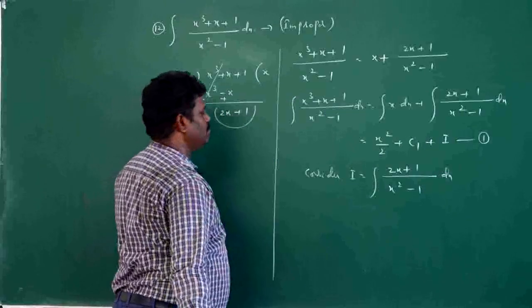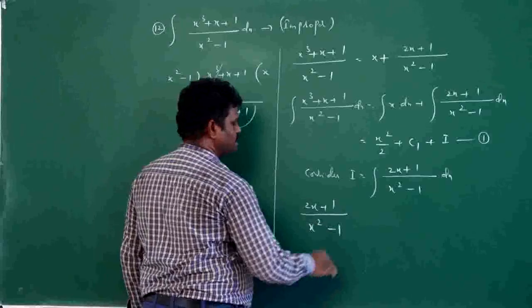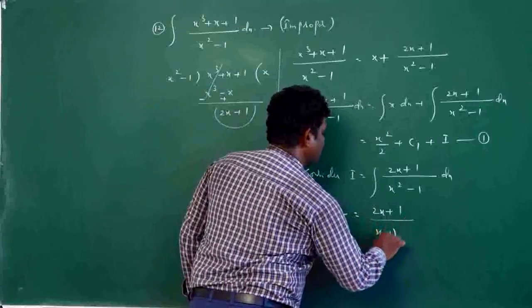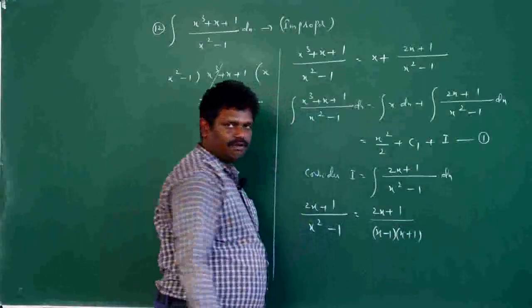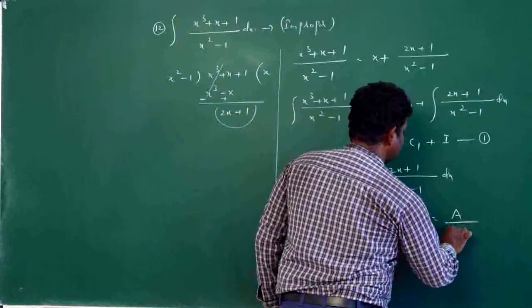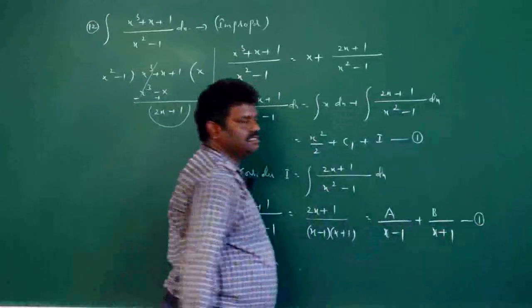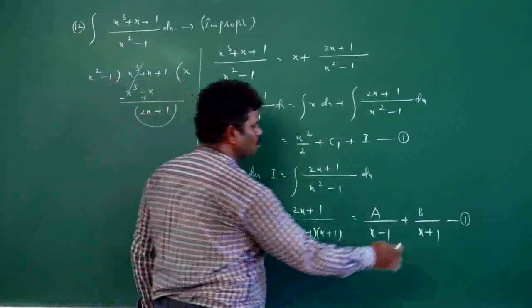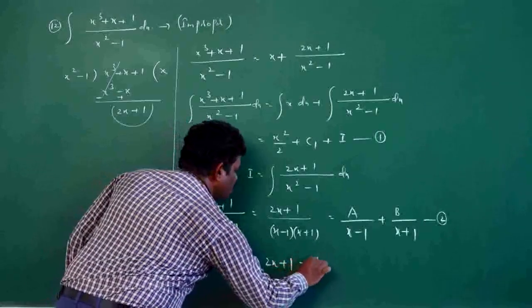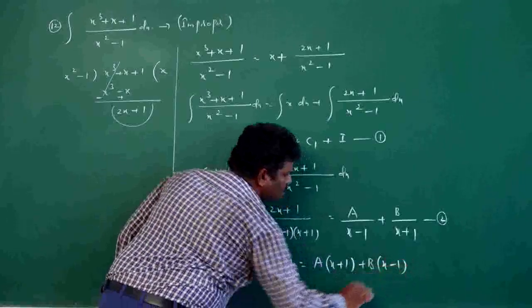Now take the rational fraction (2x plus 1) by (x square minus 1), which is (2x plus 1) by (x minus 1) into (x plus 1), equal to a by (x minus 1) plus b by (x plus 1). That is equation 2. Now the numerator 2x plus 1 equals a into (x plus 1) plus b into (x minus 1), taking the LCM.